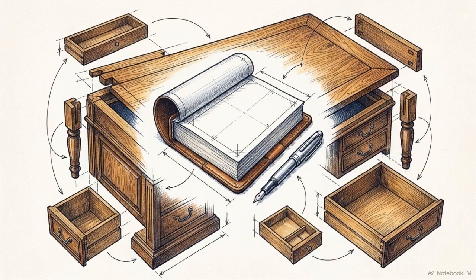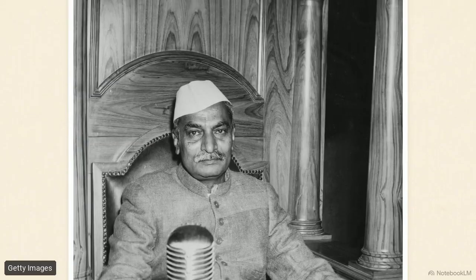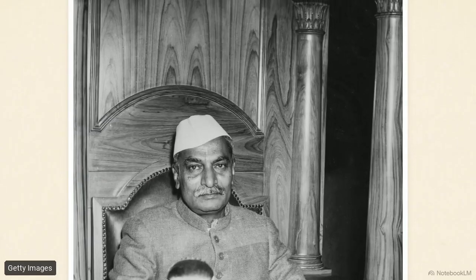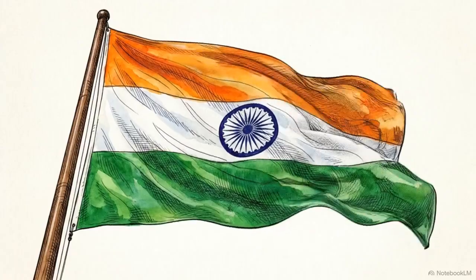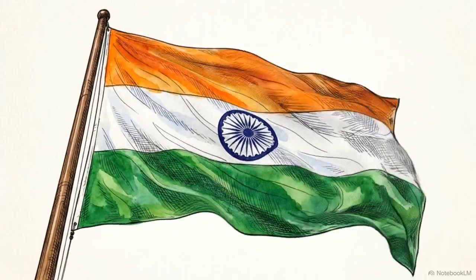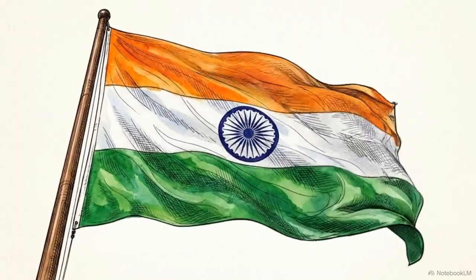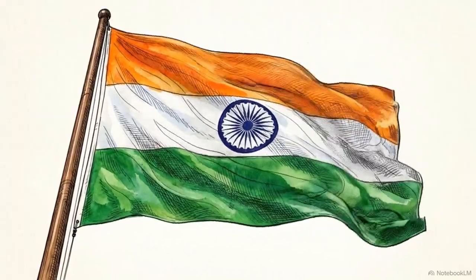The Assembly held its first meeting on December 9, 1946, with Dr. Rajendra Prasad eventually being elected as its permanent president. The drafting committee was formed on August 29, 1947, and the final text of the Constitution was formally adopted on November 26, 1949. The Assembly chose to bring the Constitution into force on January 26, 1950. This date was selected specifically to honor the 1930 Purna Swaraj Declaration.